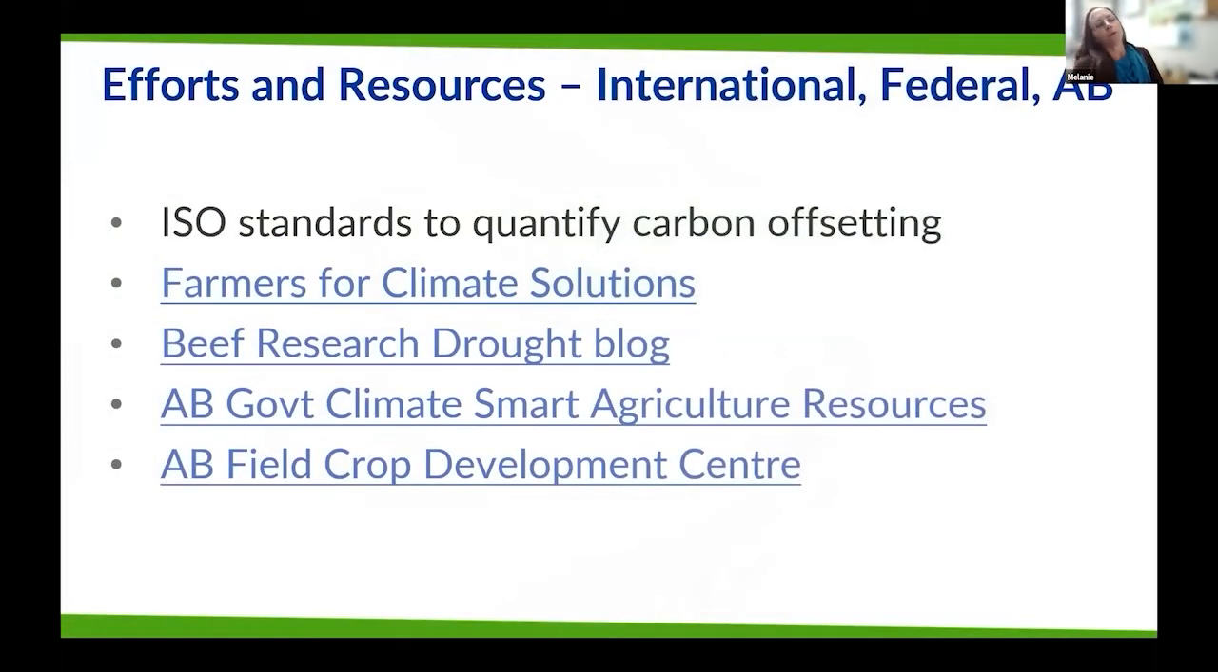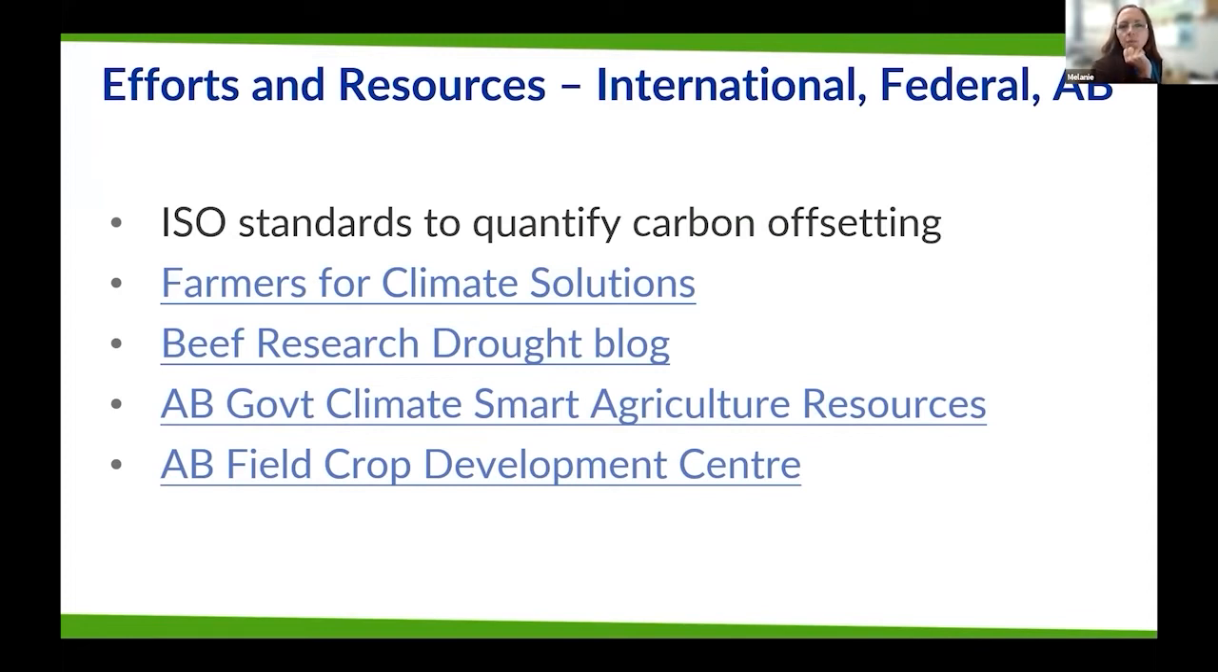So, if we go international, we have ISO standards related to quantifying carbon offsetting. ISO develops and publishes technical standards. Mostly the ISO stuff is about what does agriculture contribute to climate change, the greenhouse gas story. It talks a little bit about risk associated with that and about carbon offsetting. Then we get into Farmers for Climate Solutions. That's a national program in Canada. That's an alliance of farmer organizations and supporters.